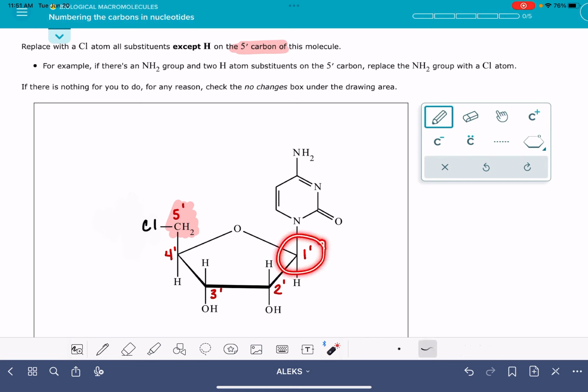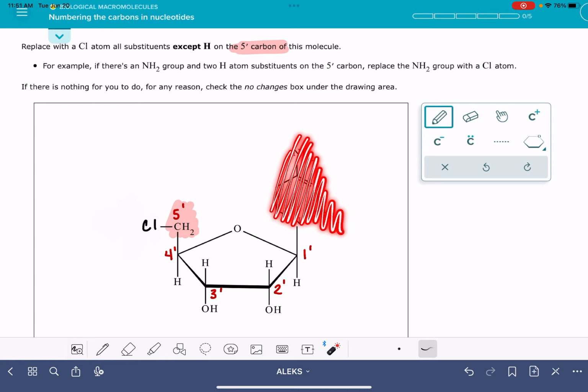So I had one that asked me about the 1' carbon, the first carbon, same kind of a thing. Replace everything except the hydrogen, so that means leave the hydrogen alone, and erase all of this and replace it with a chlorine.